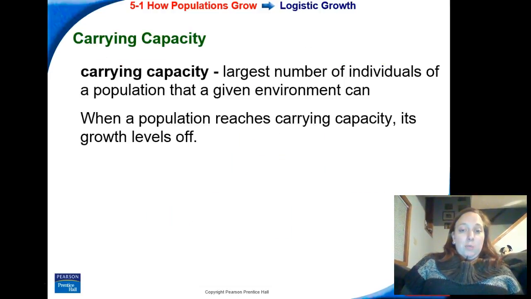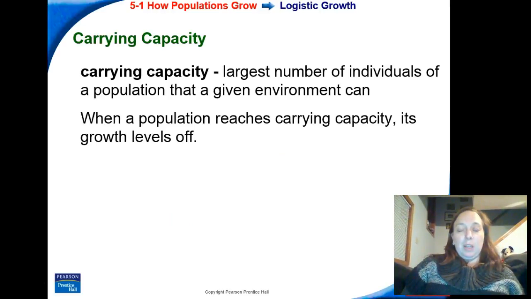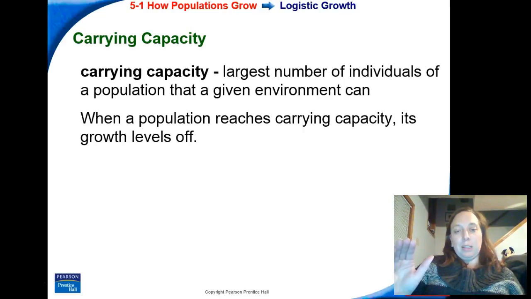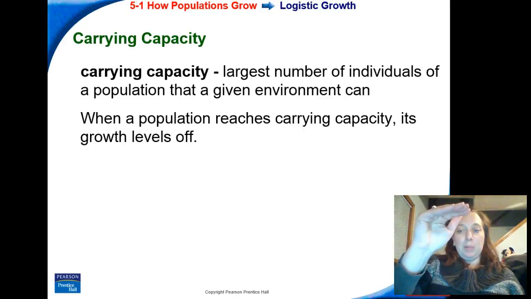Okay, so the definition, which we'll use right here, is the largest number of individuals in a population that an environment can handle. When a population reaches its carrying capacity, its growth level balances or levels off. So this makes sense, right? There's only so many resources that exist, and so once we hit that resource limit, basically we are going to stay static at a plateau. But realistically, in actual reality, it's not going to ever plateau and be flat.